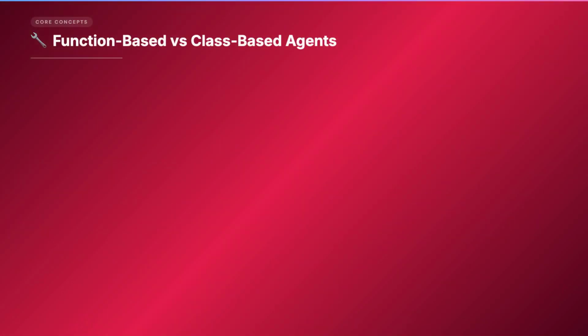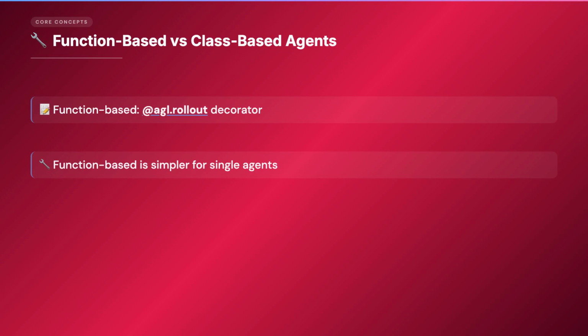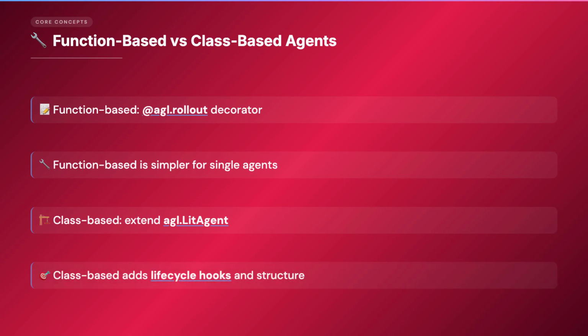Agent Lightning supports two programming patterns. The function-based approach uses the agl.rollout decorator on a simple function, which is great for single agents and quick experiments. The class-based approach extends agl.LitAgent, giving you lifecycle hooks like on_rollout_start and on_rollout_end, plus better structure for complex agents. Both patterns are fully supported across all optimization algorithms.